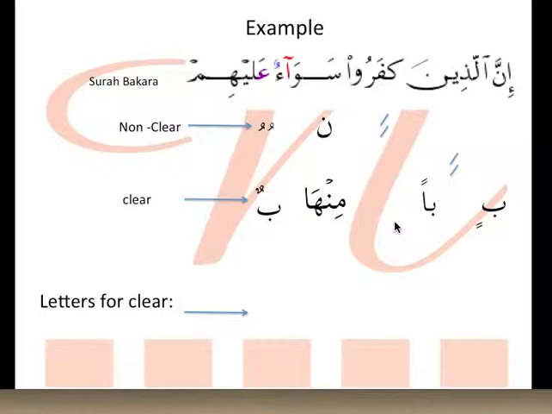What are the letters of izhar? The first one is hamza, and then ha, ain and ha, and ghain and kha. 6 letters. Hamza, ha, ain, ha, ghain, kha. We put them into 3 groups, the first one, the second one, and the third one, according to the level of the izhar.